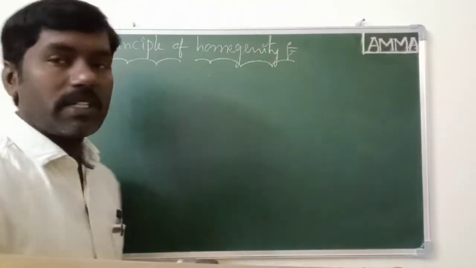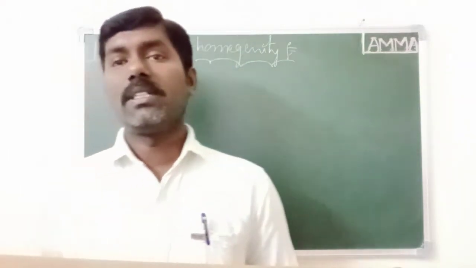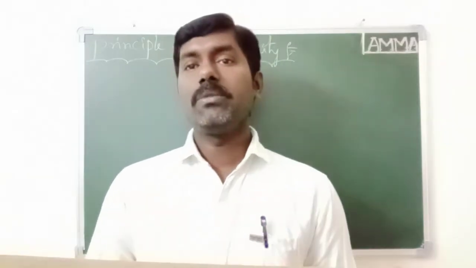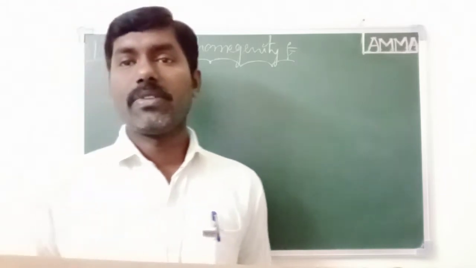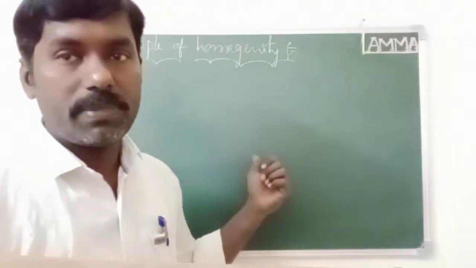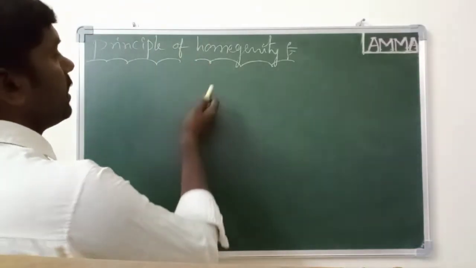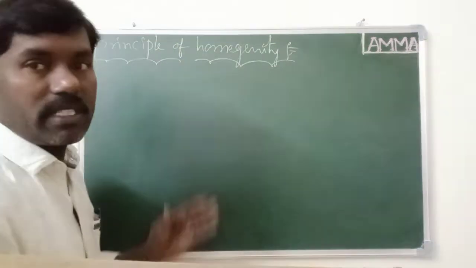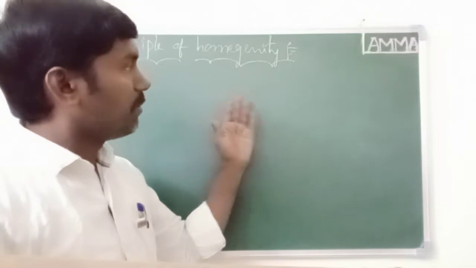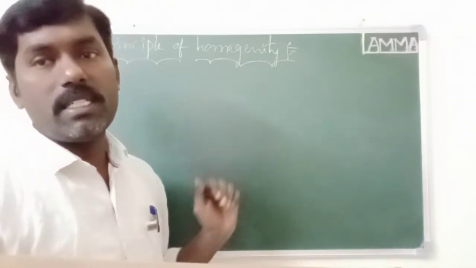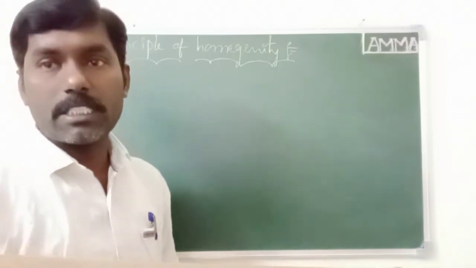Principle of homogeneity. First concept is principle of homogeneity. Whatever the advantages of the dimensions and dimensional formulas, all of them can be explained on the basis of this principle of homogeneity. First of all, let us know what is meant by the principle of homogeneity. Suppose there is a dimensional equation; then both sides of the dimensional equation should have the same dimensions. That is the main concept of the principle of homogeneity.